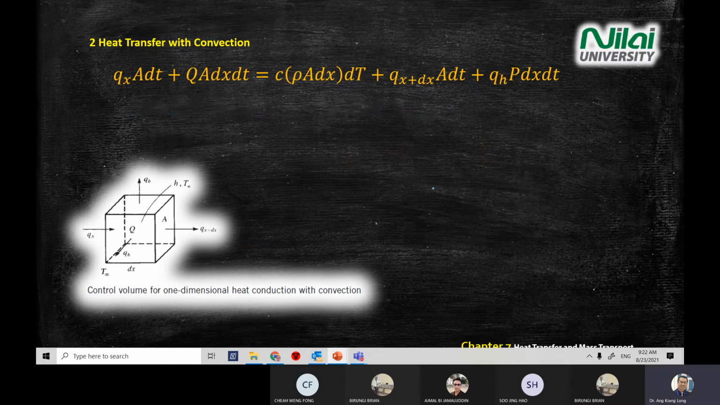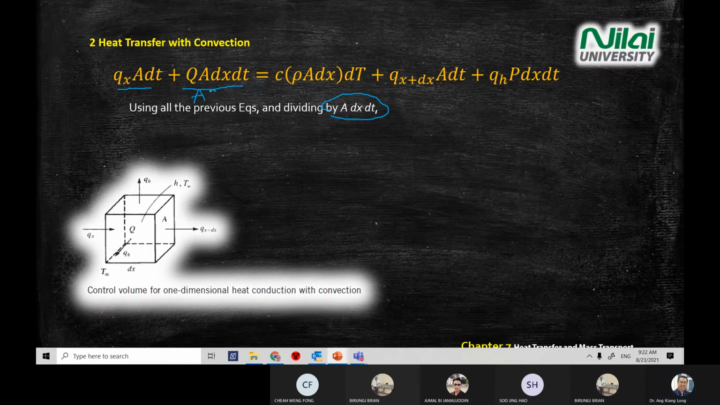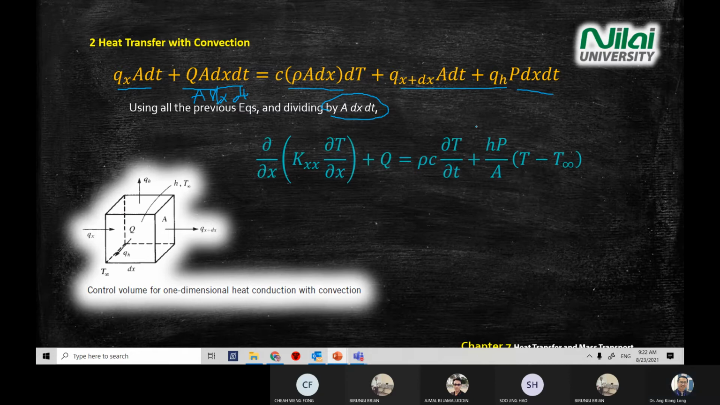Then we further simplify the equation above by again dividing both sides of the equation by dx dt, meaning we divide all these things by dx dt. Both sides, also here, here, and here. Then you arrive at this equation.